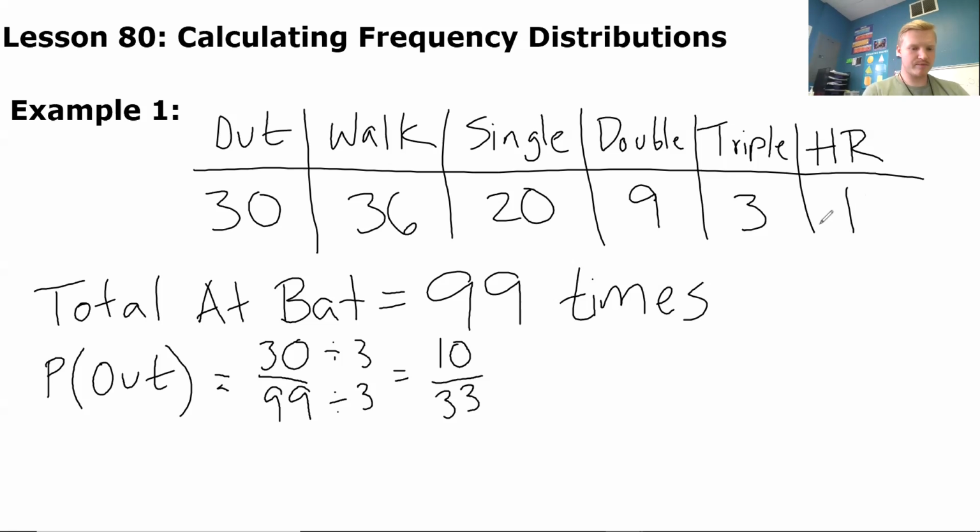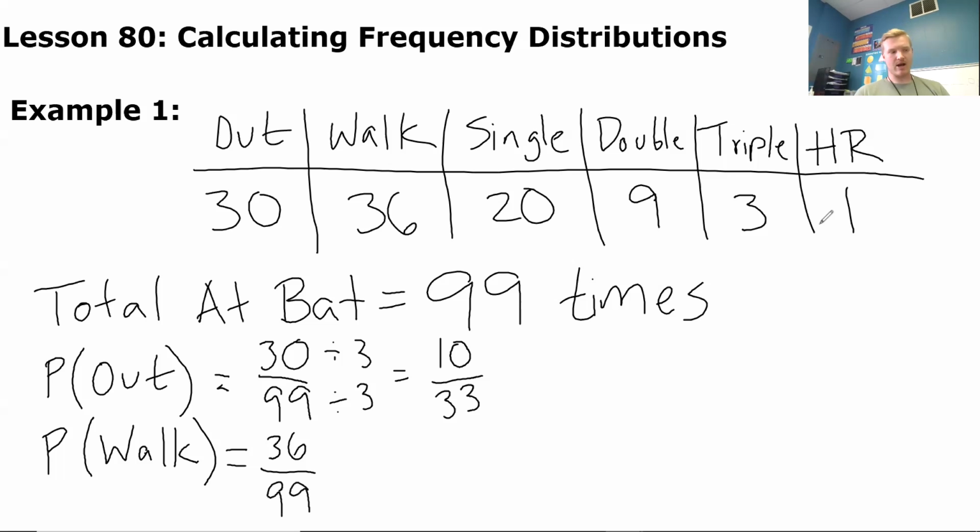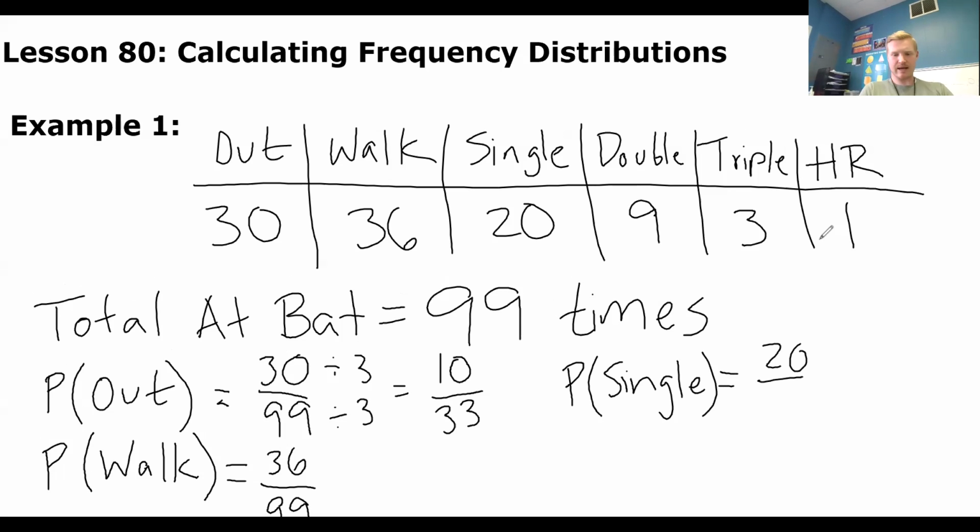Okay, so the probability of this baseball player being walked, so P walk, was 36 total times out of 99. That cannot be reduced, so that is my smallest fraction there. So I have 36 out of 99. My probability of hitting a single, P single, will be 20 out of 99.